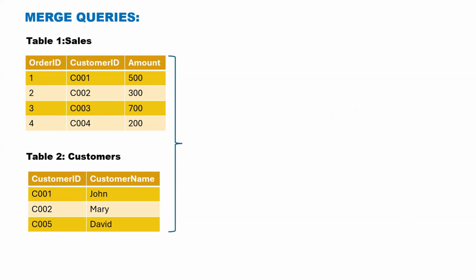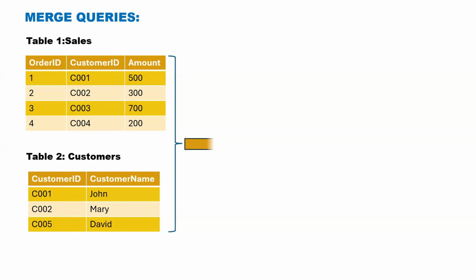For example, suppose we have two tables, sales and customers. We want to merge these two tables based on the customer ID field so that each sale record shows the corresponding customer name, if available. Different join types produce different results.